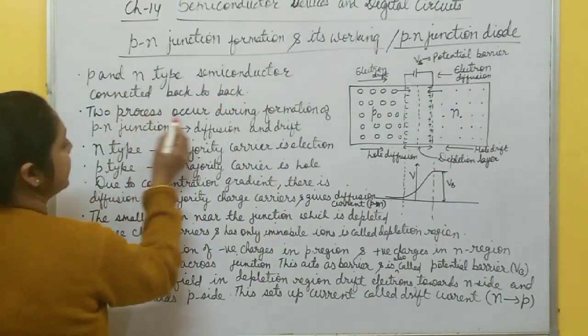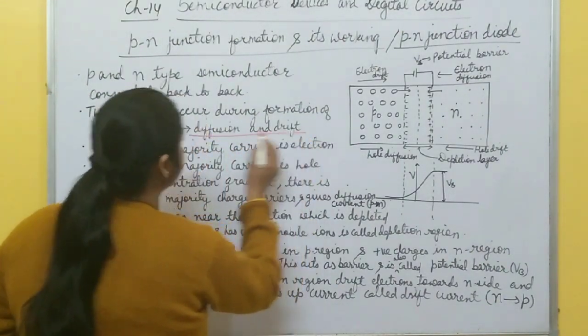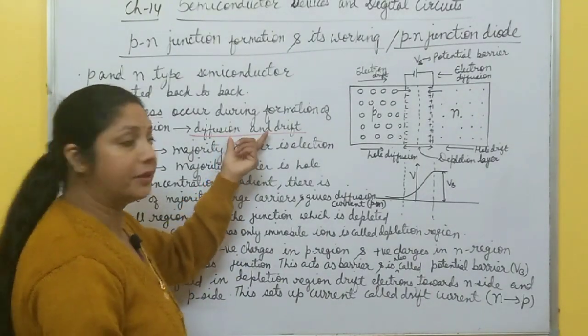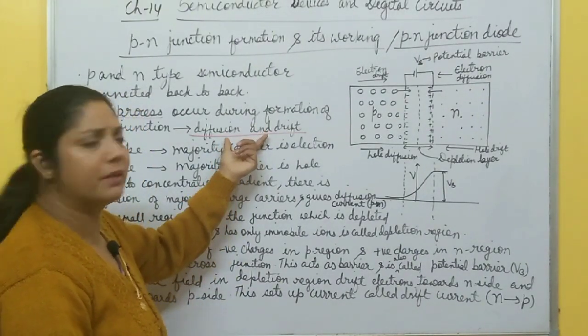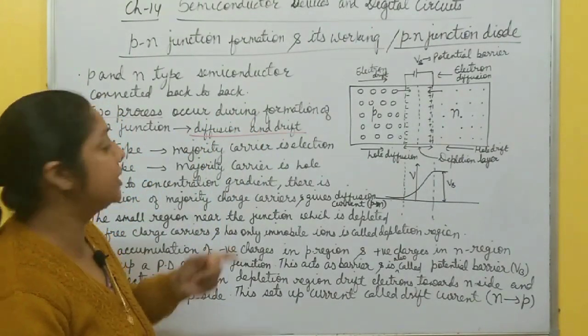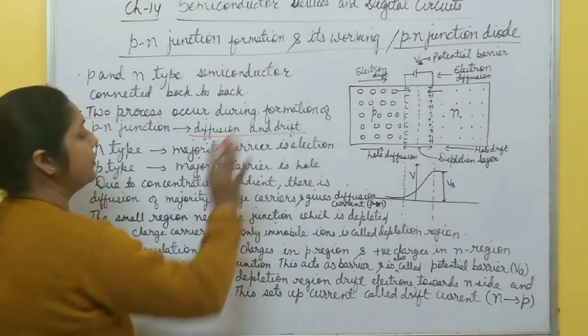Then two processes occur during formation of the p-n junction. What are the two processes? Diffusion and drift. It's a very important point, you must note it down. For a 1 mark question it may come: what are the two processes involved during formation of a p-n junction? Then you have to write diffusion and drift. What is this diffusion and drift?